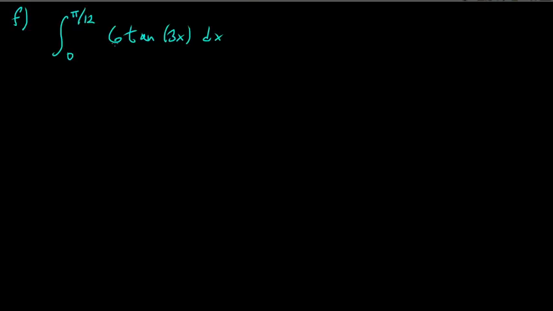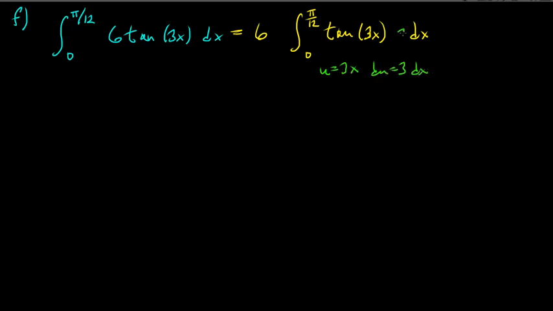And for part F, well, the 6 can come outside. That's just a constant. Tangent of 3x, right? So this is going to require a miniature substitution. U is 3x, du is 3 dx. So we need to multiply by 3 and divide by 3. And in that case, we get 2 times the integral of tangent of u du. And we're integrating from 0, and then 3 times pi over 12 is just pi over 4.